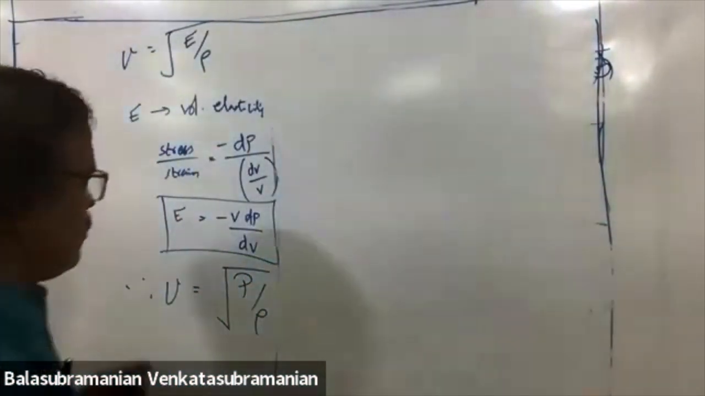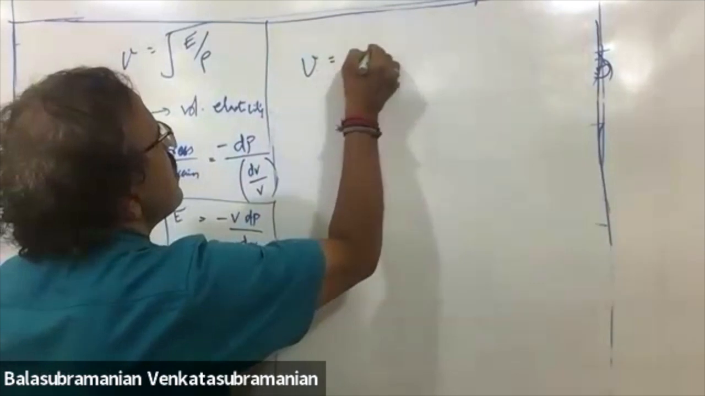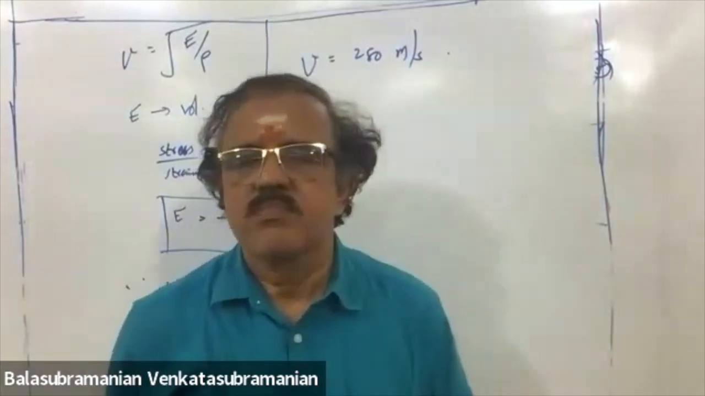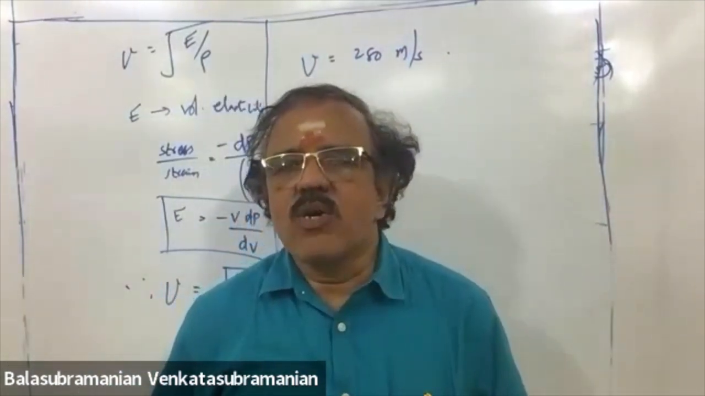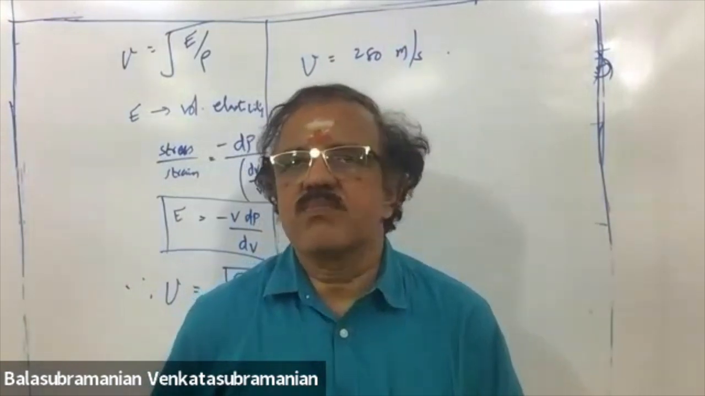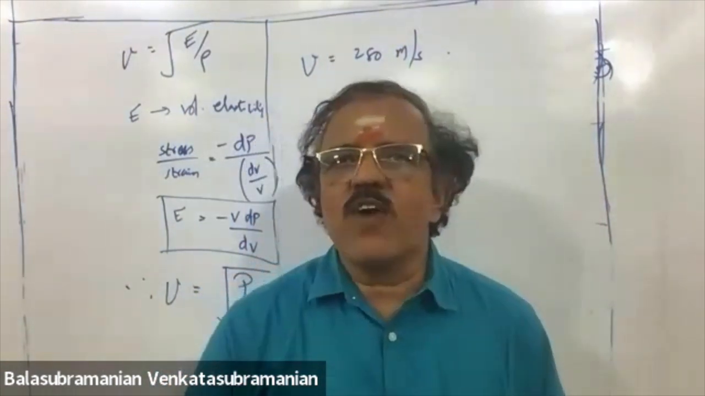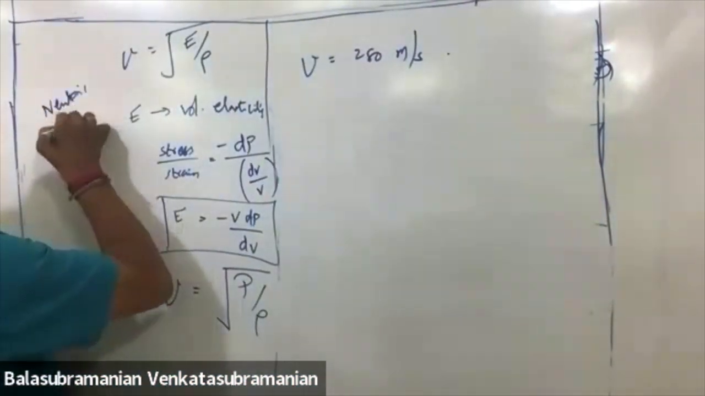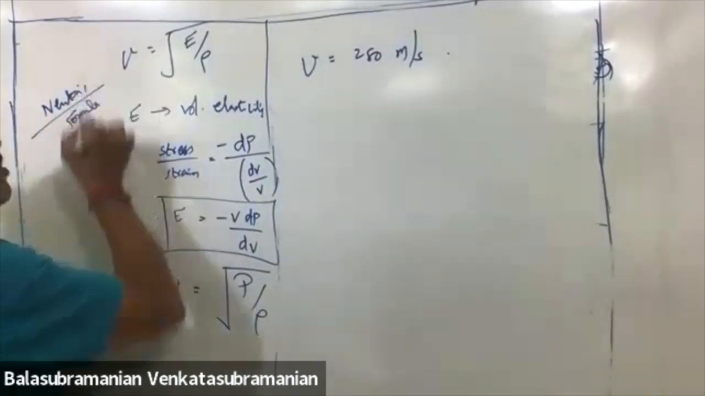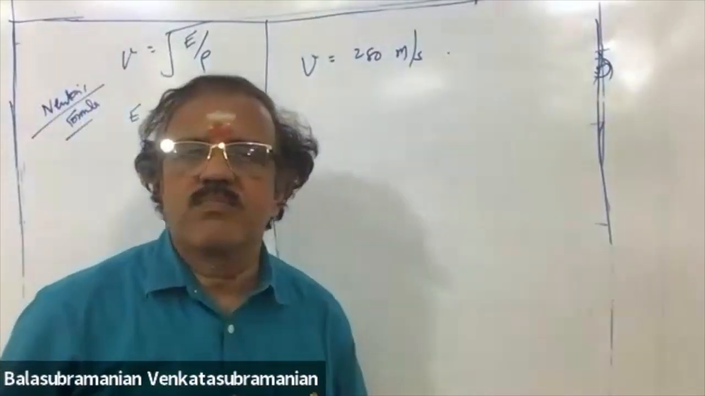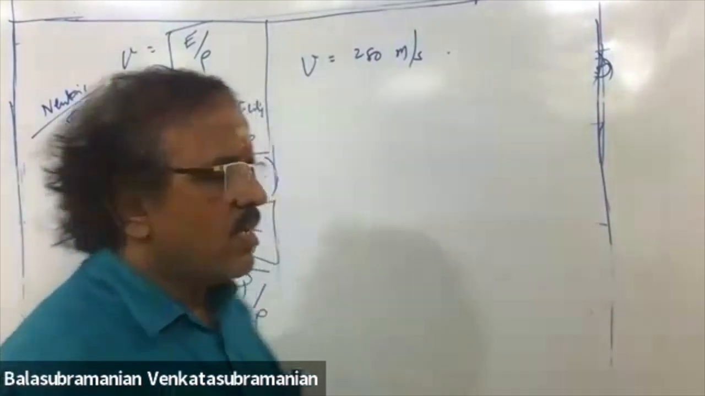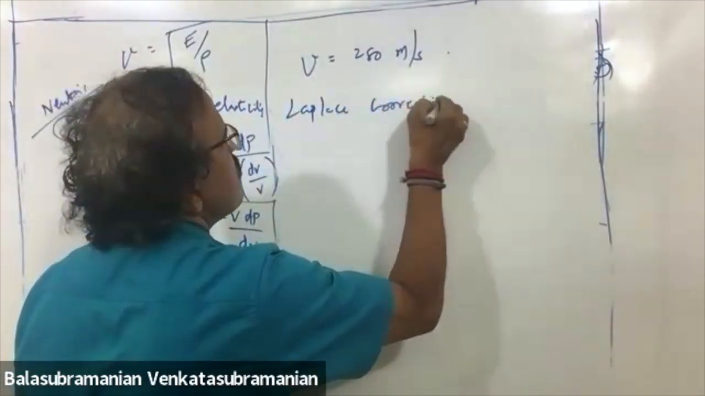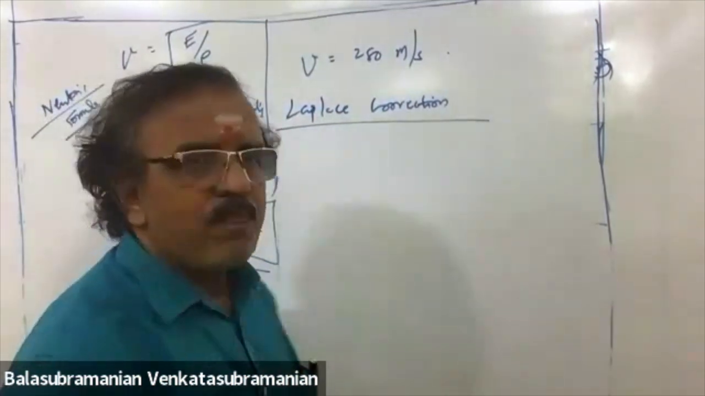Take the square root. You are getting the value V is equal to nearly 280 meter per second. But the actual value is nearly 330 plus. Using Newton's formula, we are getting only 280 meter per second. Whereas, Laplace correction.